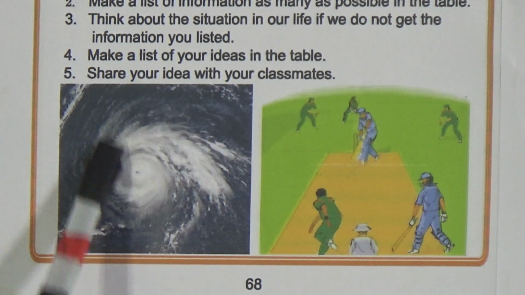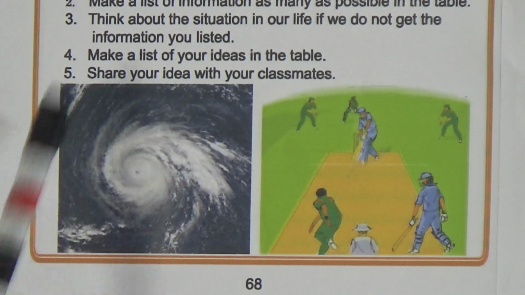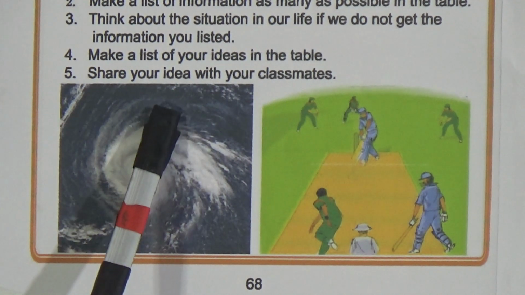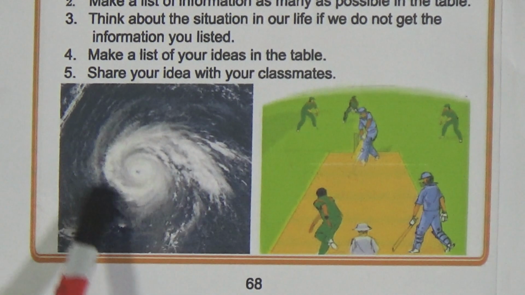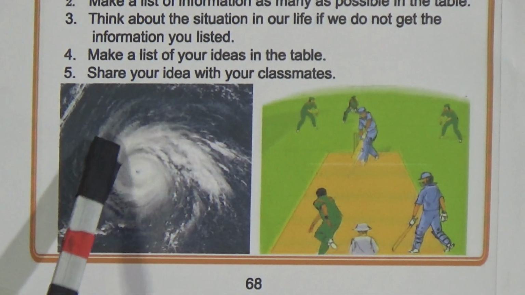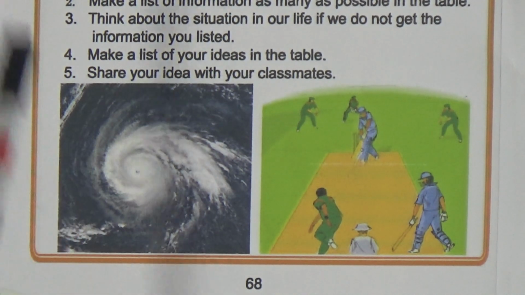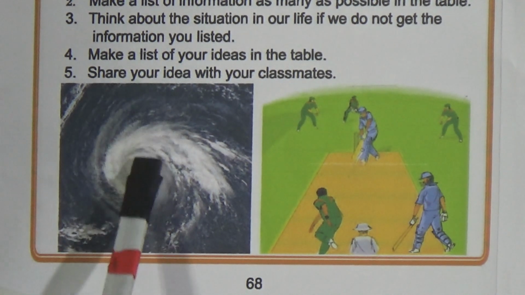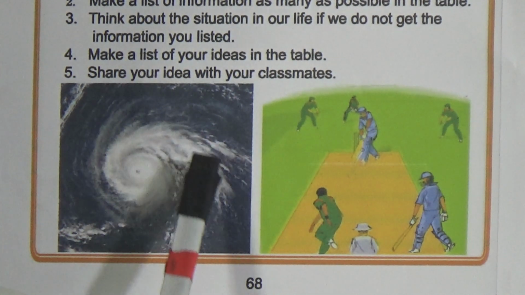Now look at this picture. This is a picture of a cyclone, and this type of news, the weather news, we get from media like TV, radio or internet. When we get that information we have to share it with our friends, and first we need the skill to judge whether that information is correct or incorrect. We have to understand, evaluate and use that information properly.